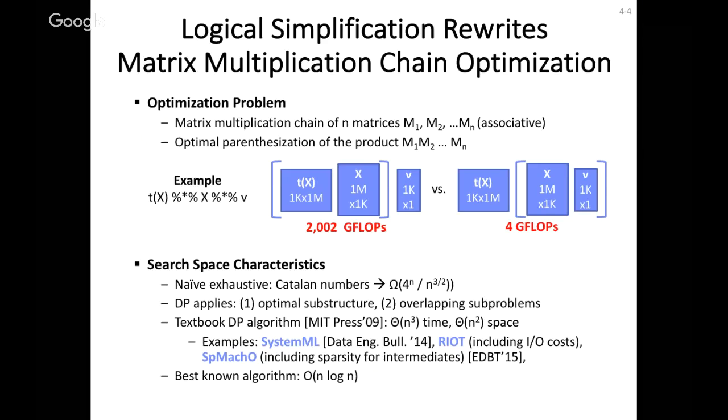So we use it in SystemML. Riot extended it for including I/O costs, and SAP HANA proposed a system that tries to incorporate sparsity estimates by maintaining fine-grained sparsity and computing aggregates for sparsity of the intermediates as well. The best known algorithm, however, is n log n, typically not implemented because it's rather complex and not really necessary, because usually we don't see chains of matrix multiplies that exceed tens of matrix multiplies.